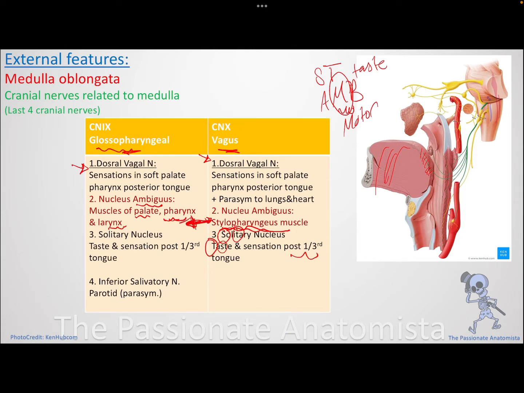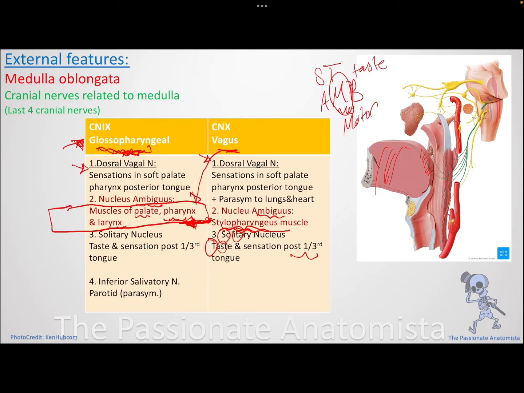Okay, so the glossopharyngeal nerve, I have a very nice video on how to memorize this in the digestive module playlist. You can go ahead and see it. So the glossopharyngeal nerve supplies the stylopharyngeus. So the nucleus ambiguus is motor for stylopharyngeus. However, these are the muscles, yes, supplied by nucleus ambiguus, but of the vagus nerve.